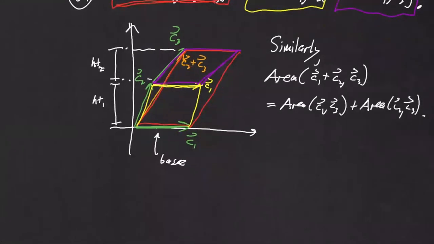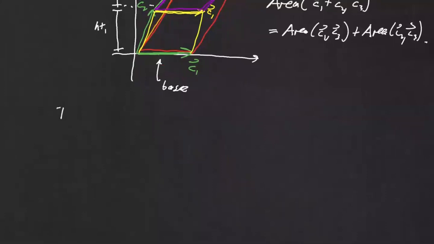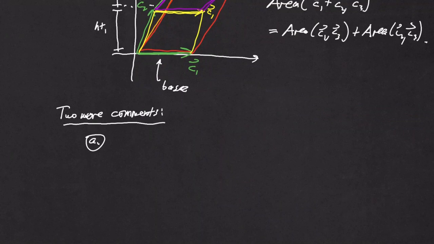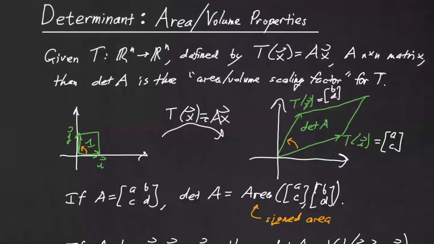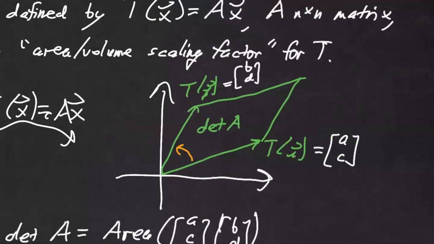I do want to make a couple more comments. We'll call the first one comment A. I claim that if you used row vectors instead of column vectors, everything still works out the same. This is a little bit hard to justify, you'd have to get into some deeper math. But if we go all the way back to the original picture on the right that shows the determinant, notice that there's this formula, AD minus BC, right?